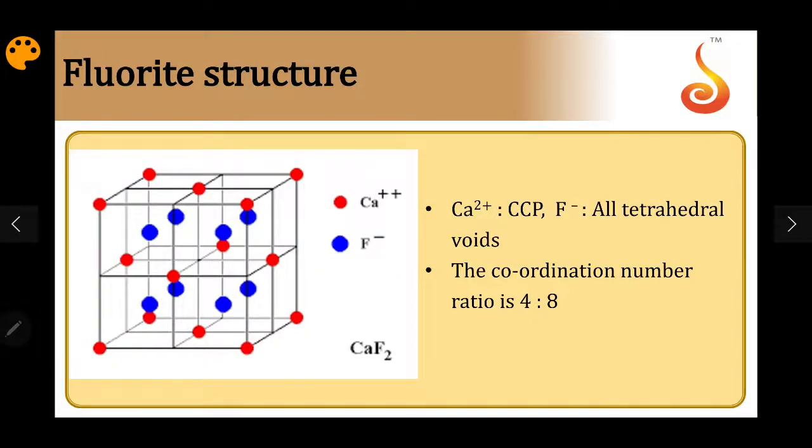Fluorite structure. So calcium fluoride. Here the calcium ions will form the CCP. Fluoride ions are going to be in all the tetrahedral voids. Fluoride is the smaller anion. As a result, it can take the void position. Calcium is the relatively bigger cation. So each calcium is surrounded by 8 F-, and each F- is surrounded by 4 calcium. So that's why the coordination number ratio of calcium to fluorine is 8:4.